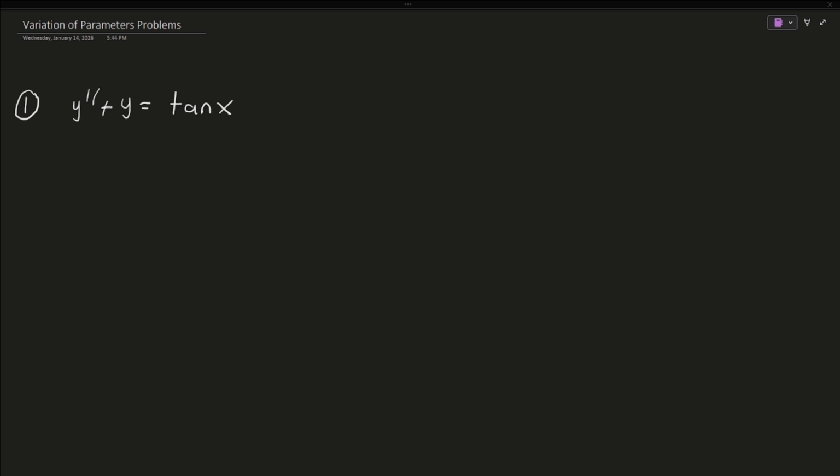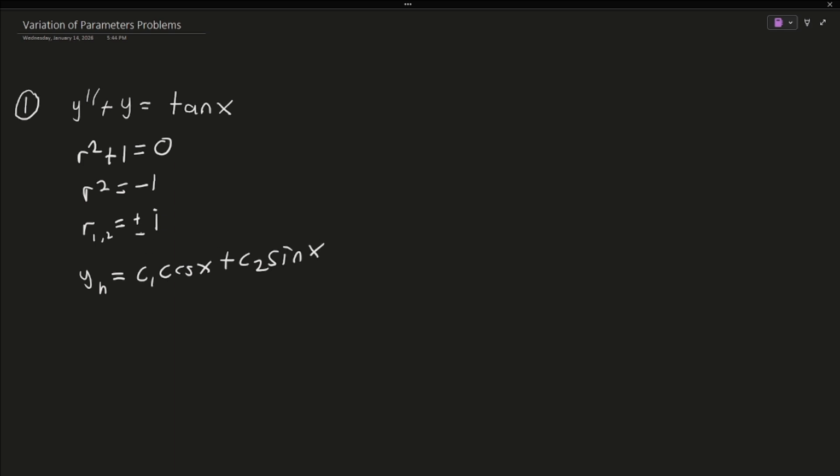So I'm going to start with getting the homogeneous solution. We will have r squared plus 1 as a characteristic equation. r squared equals negative 1, and our roots will be r1,2 equals plus or minus i. This means our homogeneous solution y_h is going to be c1 cosine x plus c2 sine x. Guys, if you don't remember this, just go to the first few lectures, where we cover complex solutions of homogeneous differential equations.